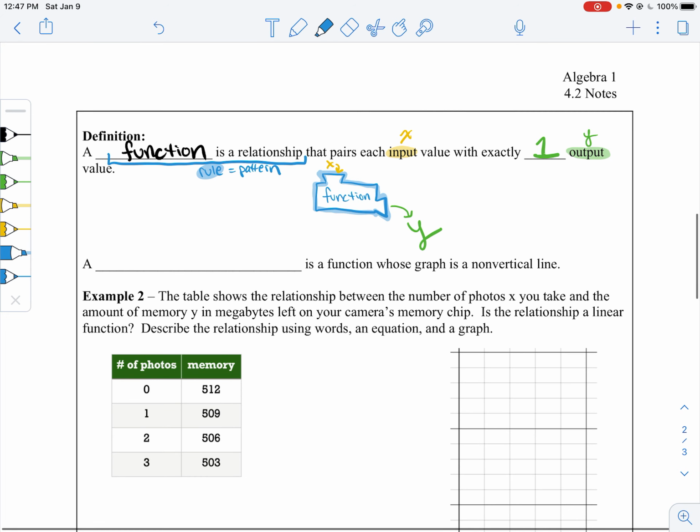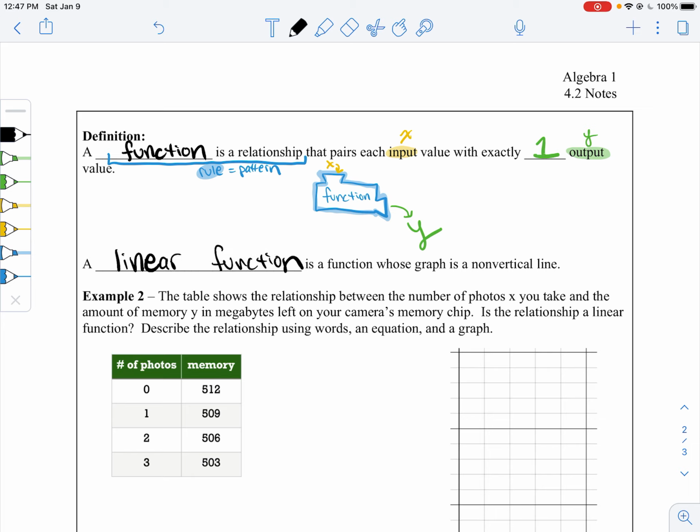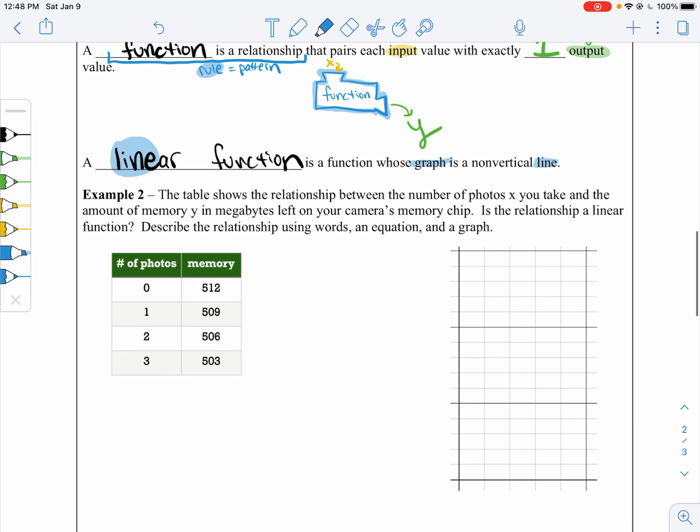Now we have one very special kind of function. A linear function is a function with the shape of, you guessed it, a line. So if they all make one line, then it's a linear function. And the way that you determine if it's linear is you graph it and you say, hey, is this a line? You say, yeah, it is. Cool. All right, done.